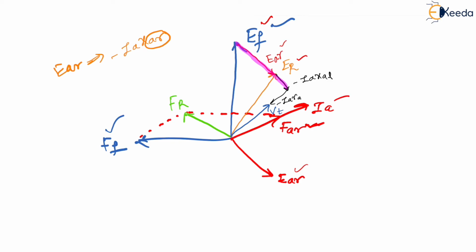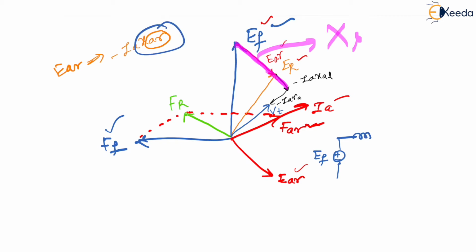So if you see minus IAXAR drop plus minus IAXAL, in totality, the EMF method says that this EAR plus this drop, combinedly gives you the synchronous reactance. We will try to see that in our equivalent circuit. Let us see. This is going to be our EF, correct? Now, after that, what have you got? Let us say you have got this XAR. So, let me have this XAR over here.